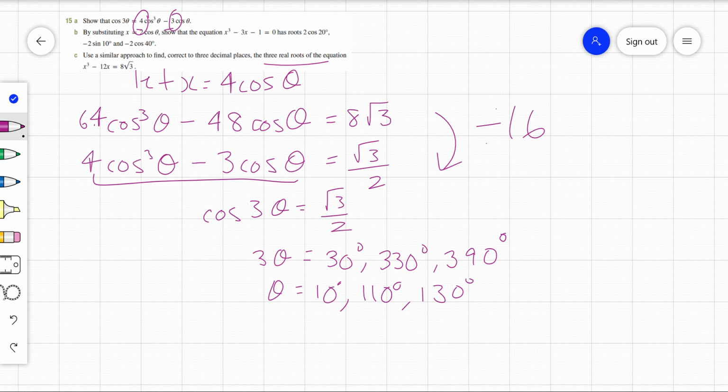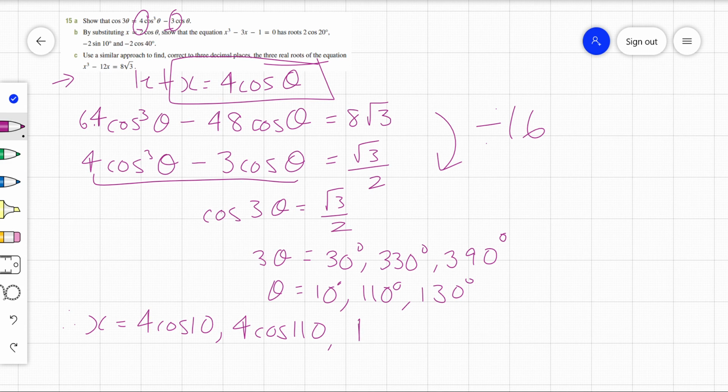Now remember that's theta, but we're solving for x, and remember we said x is equal to 4 cos theta, so that would mean that our x's are 4 cos 10, 4 cos 110, 4 cos 130. It says, if I read the question, which I rarely do, which I should, correct to 3 decimal places. So this time at least, we just put that in our calculators. They're in degrees, so just be careful there.